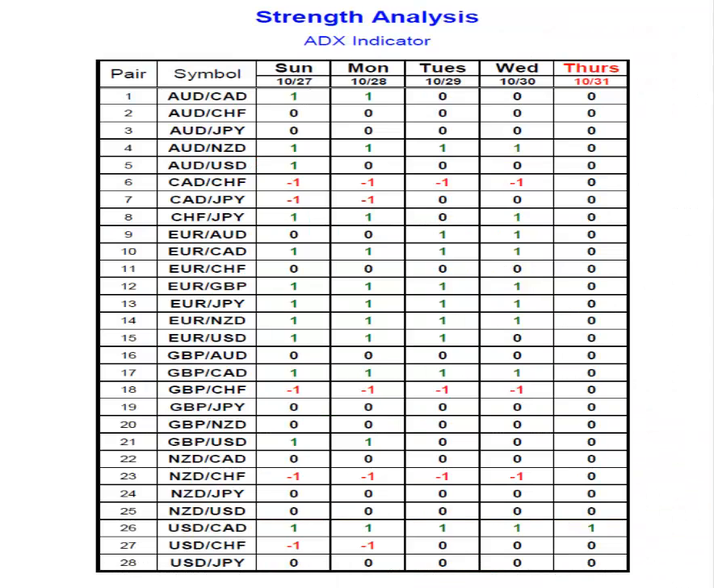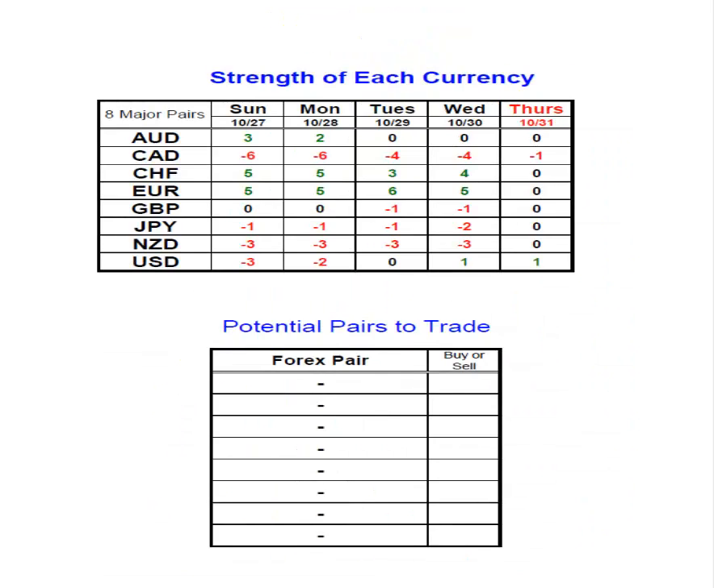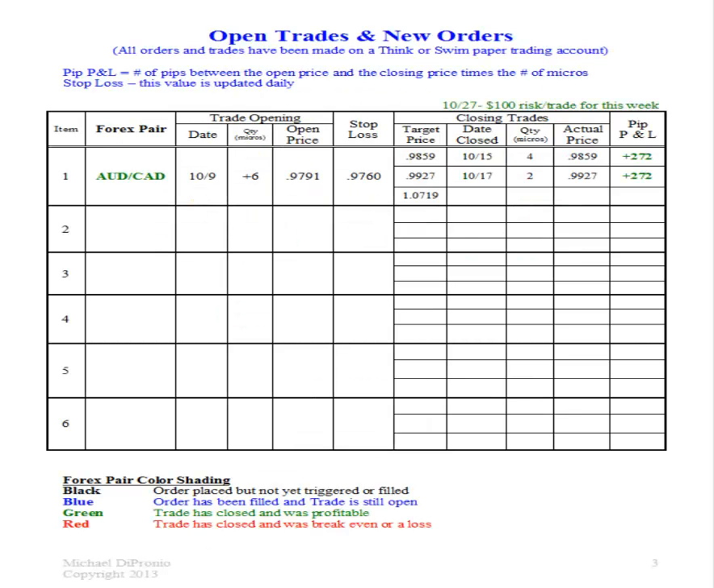Here's the ADX analysis chart for October 31st. Please compare this with the results of your analysis. From the ADX analysis and the strength calculator, we have the following currency strengths. There aren't any strong currencies nor any weak currencies today, so there aren't any qualified pairs to trade. There are presently no open trades, and no new orders were placed today.